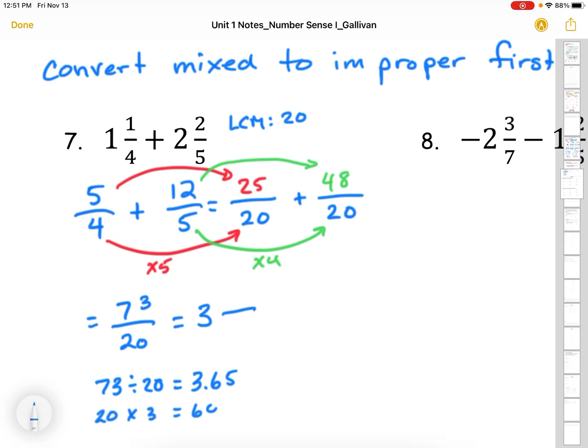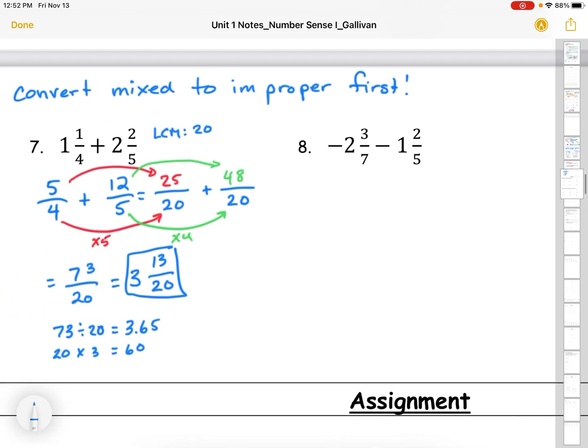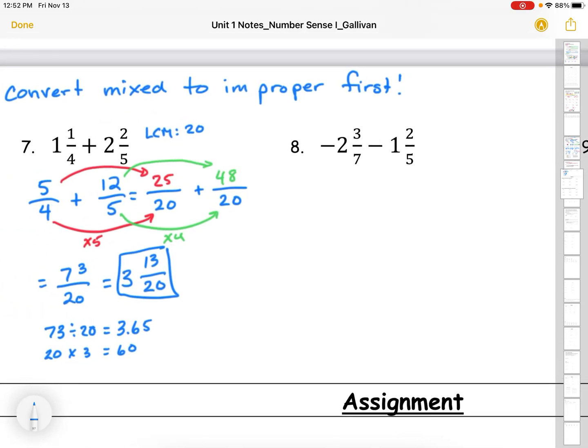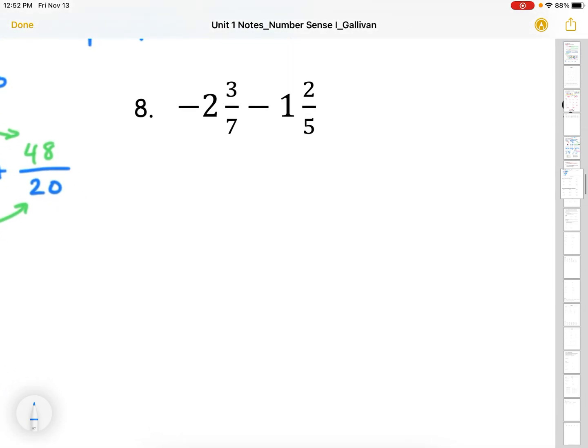20 times 3 is 60. So I have 73 minus 60, 13 left over. So 3 and 13 over 20. Okay. Here we go. So hopefully that makes sense. I like to put your answer in mixed because technically that's more complete. Now be careful of these negative signs.